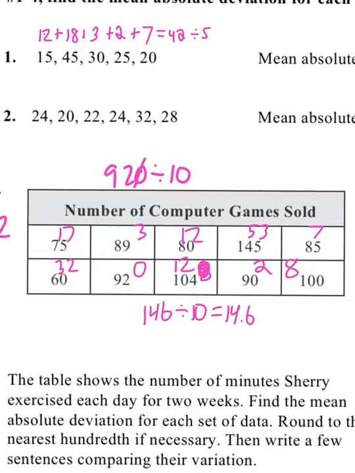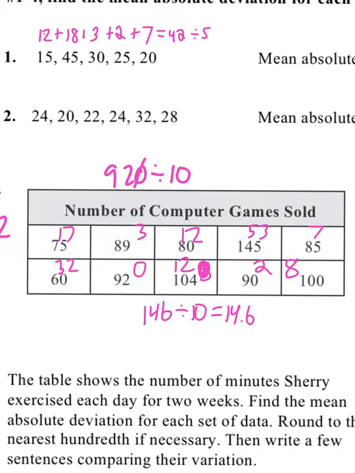Now, if you messed up, don't just mark it wrong and go on. You want to think, what did you mess up? Did you not find the mean of 92? Did you mess up one of your subtraction numbers here? Or did you get that right and mess up your final step of getting the mean of 14.6?